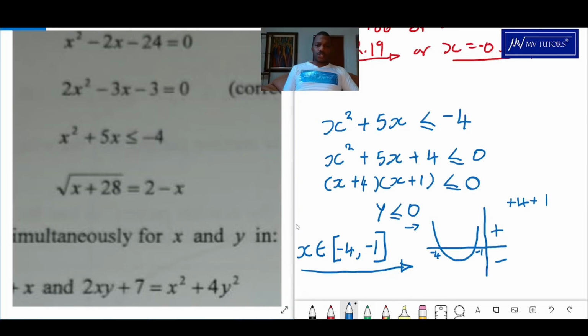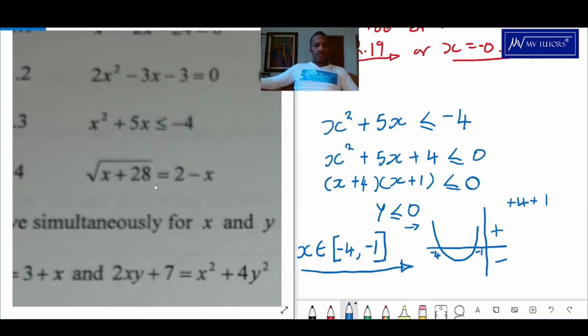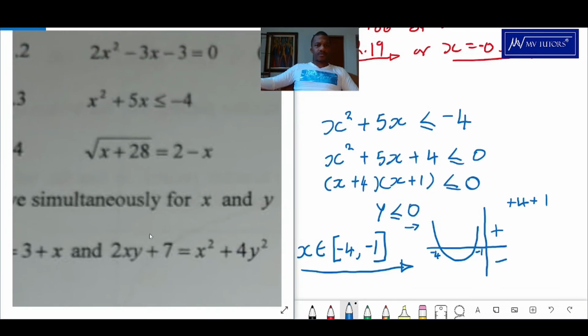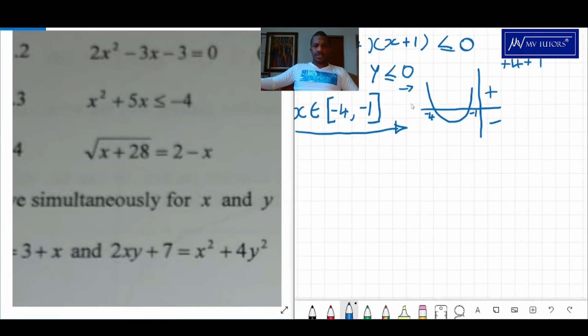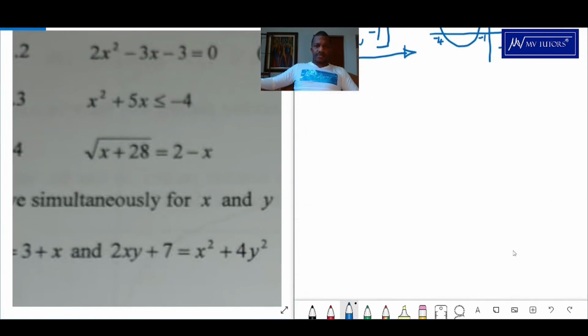Okay, it's good. Moving right along, the next question. Very interesting. Let's change our color once again. Let's go for green this time. So we have the square root of x plus 28, and all of this is equal to 2 minus x. Cool. So as you know, get rid of a square root by squaring.